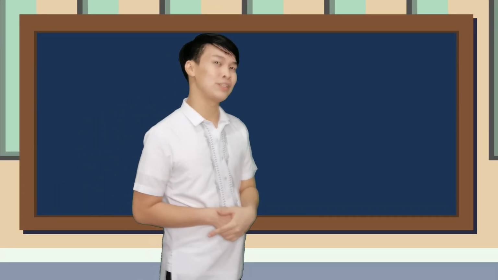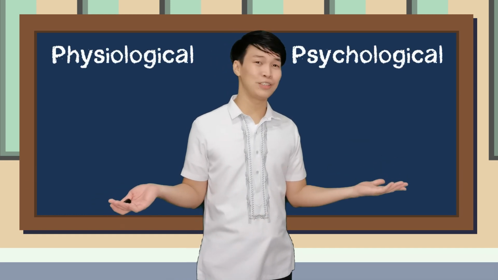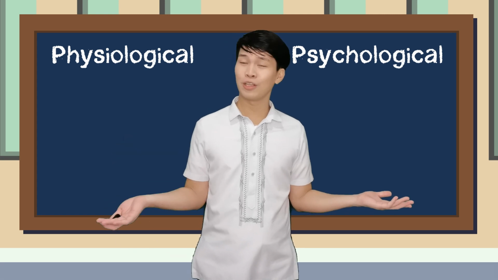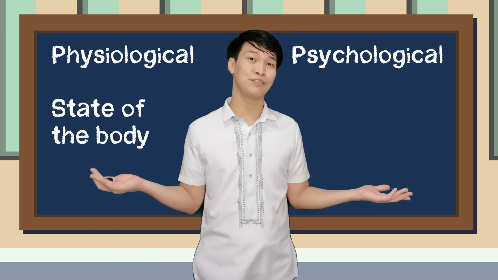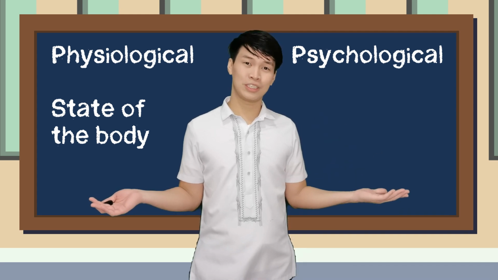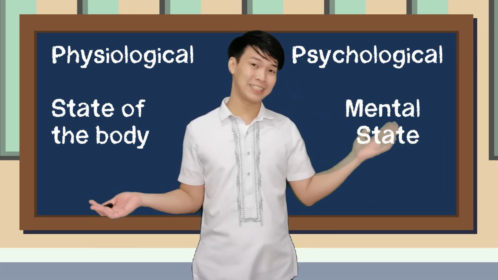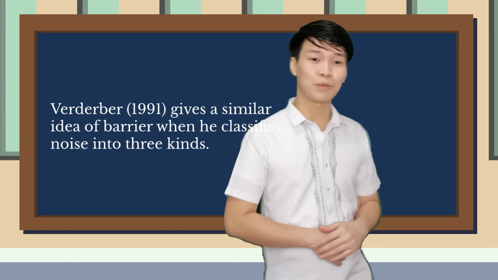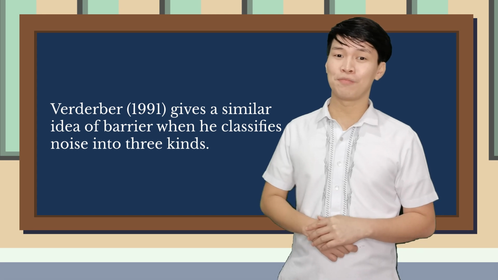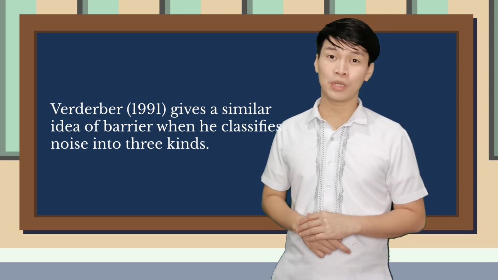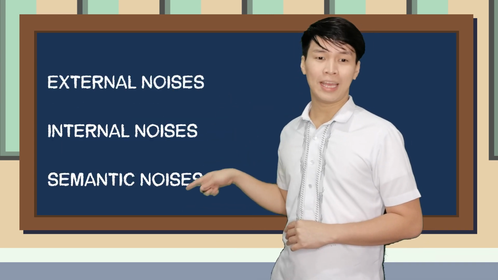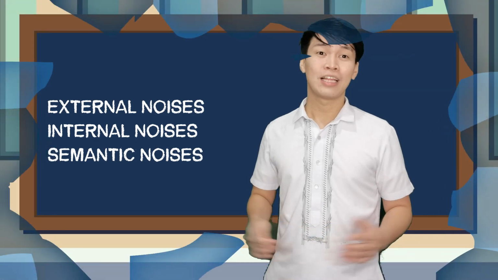Class, please note that physiological and psychological are two different things. Do not be confused. When we say physiological, it has something to do with the state of your body, while psychological, it has something to do with your mental state. Okay? Now, Verderber, 1991, gives a similar idea of barrier when he classifies noise into three kinds: external, internal, and semantic noise. Let's get to learn them in detail.